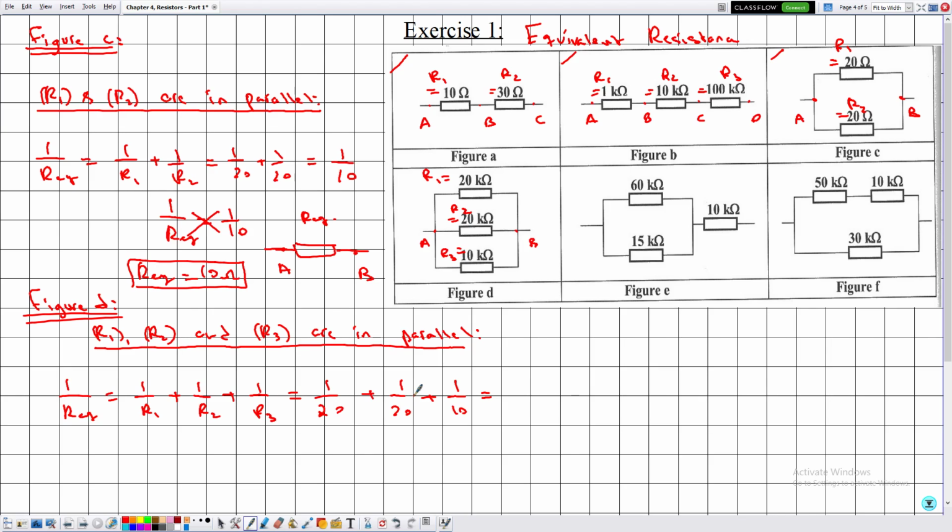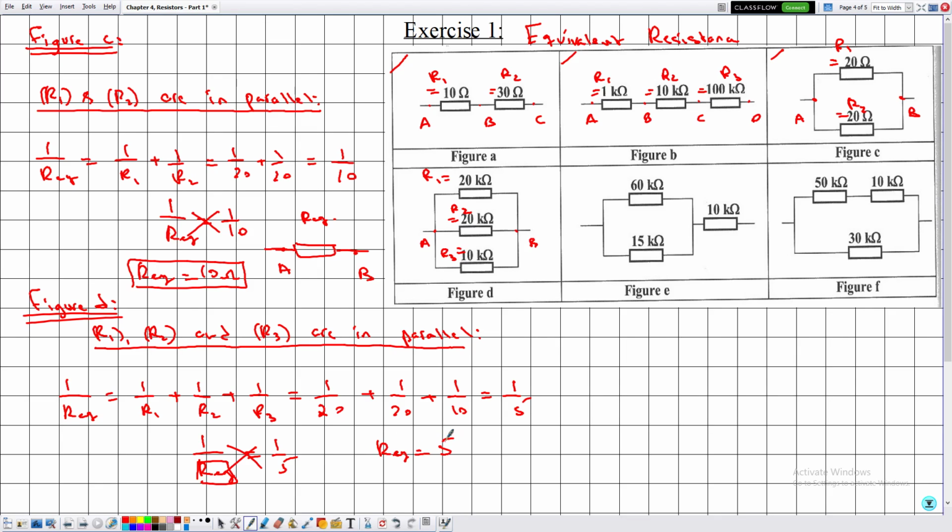Then it's given by 1 over 5. But notice that this is not the value of R equivalent, this is the value of 1 over R equivalent. Then 1 over R equivalent is equal to 1 divided by 5. Now we are interested in determining R equivalent. So if you cross multiply, then the value of R equivalent is given by 5.